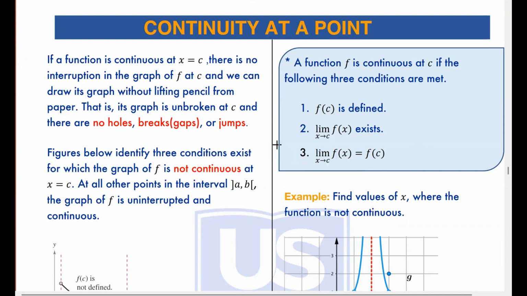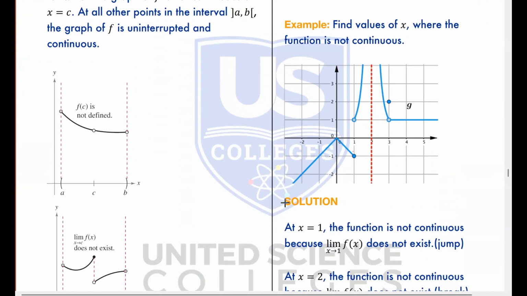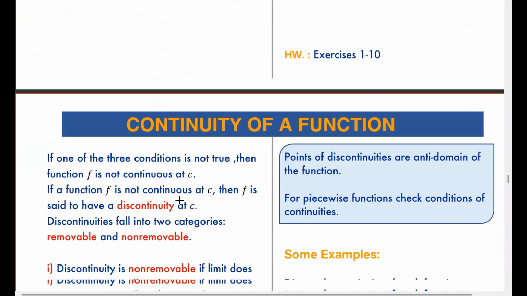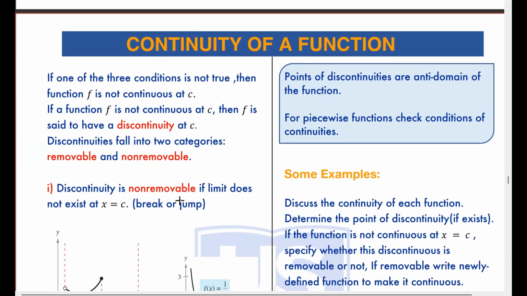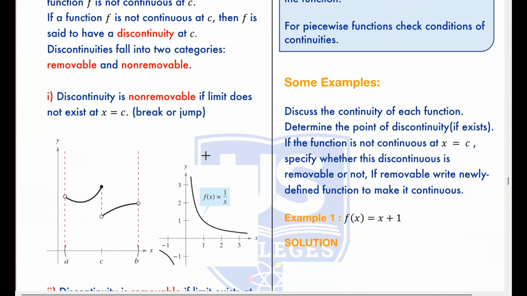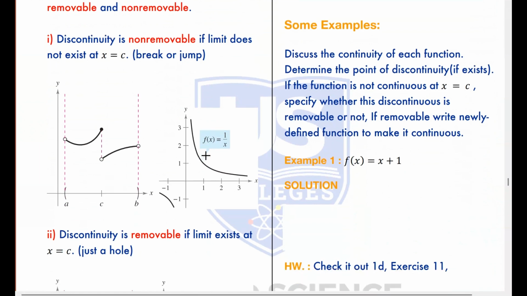We checked these conditions on graphs, and we studied what graphs look like if the functions are discontinuous. In this lesson, we will do the same for functions algebraically. So the new thing that we are going to study in this lesson is two types of discontinuity. Discontinuity falls into two categories: removable and non-removable discontinuity. Let's talk about each one by one.